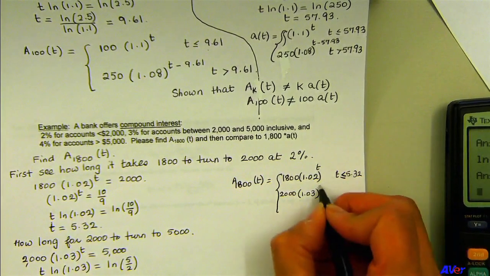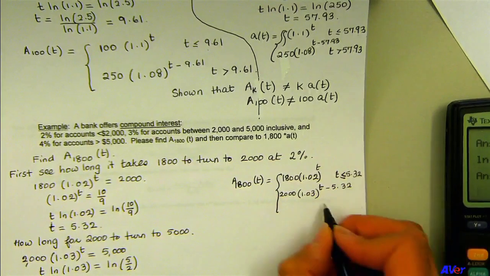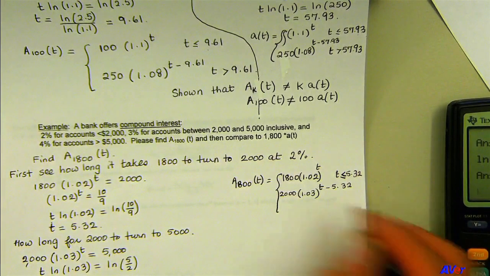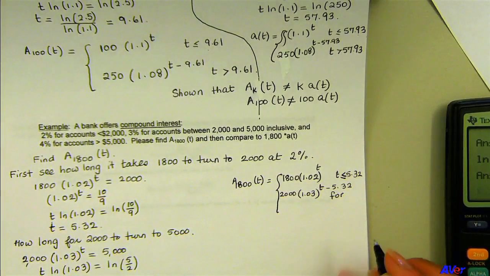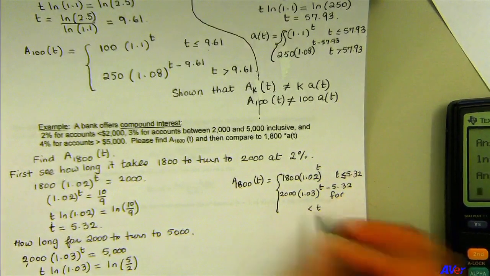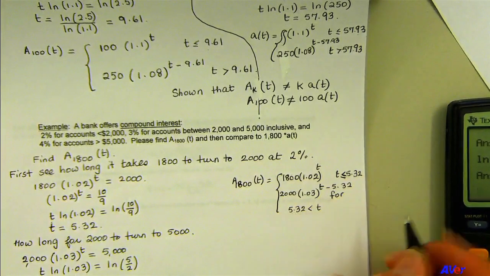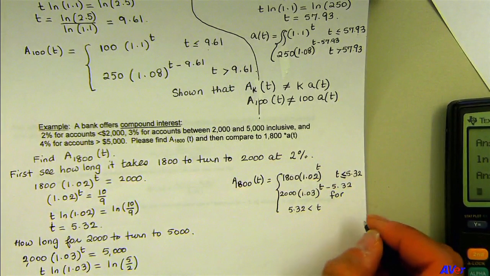2,000 times 1.03^(t - 5.32). And for what interval? For what interval? t between what and what? Between 5.32 and 31. t between 5.32 and what? What's the decimal? 30, I said 31.